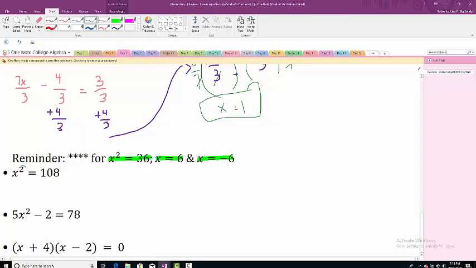X is being squared. We do the opposite, which is square root. And once again, remember my answer can be positive or negative. And we write that with a plus or minus sign. It makes this side x. And then we have to break down the square root of 108.